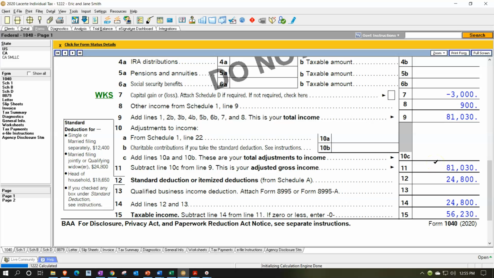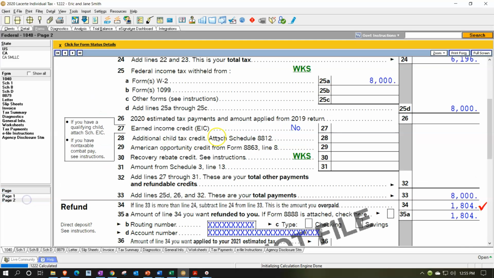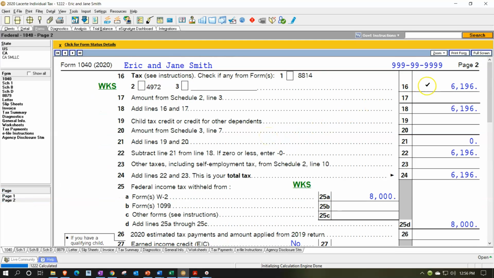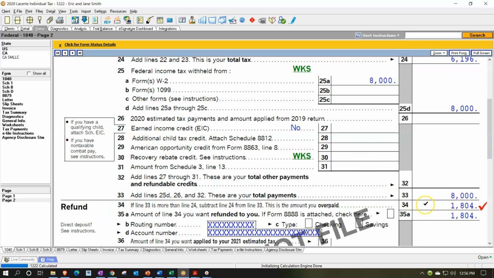We don't have any above-the-line deductions at this point. We'll talk about them later. And then we've got the $24,800 standard deduction because we're not itemizing at this point. That gives us the $56,230 for the taxable income. Then we're going to calculate the tax on it, relying basically on the software to do so. Tax calculated at $6,196. And then we've got the W-2, the amount that was withheld, $8,000. So we have an overpayment of $1,804 at this time.